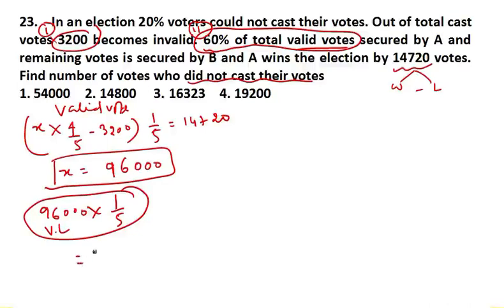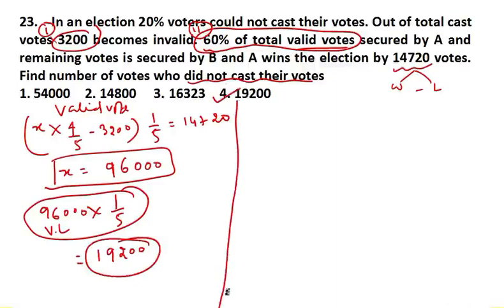Now if you solve, you get 19200. The fourth is your right answer. Now if you solve using the other method, you have to start your calculation with the valid vote. Valid vote we know is 100. 60% of the total vote is secured by the winner, meaning the winner got 60, then the loser got 40.